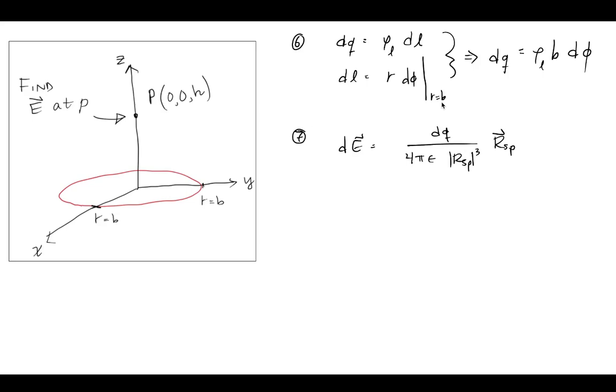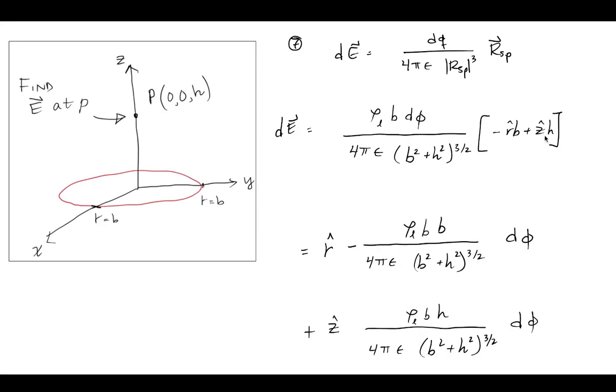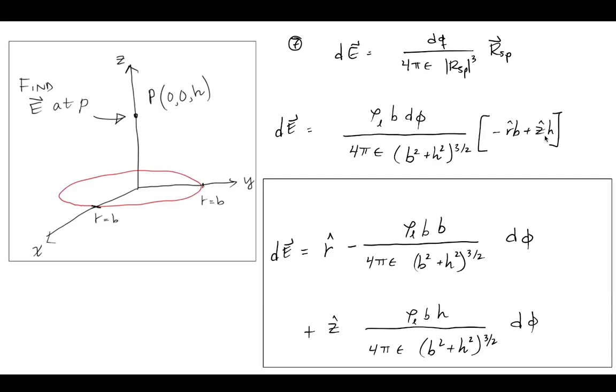Now we are able to get to this expression that we could integrate in order to find the electric field. We have this dE on the left side, and then on the right side we have everything that we just determined, our dq and our vector rsp. Now when we put this together, based on this vector-wise approach, we can see that there's an r hat term and a z hat term. Breaking it up a little bit, we can write it like this, and we can see that our integral is going to have two parts, one r hat, one z hat, and both of them we're integrating by d phi.